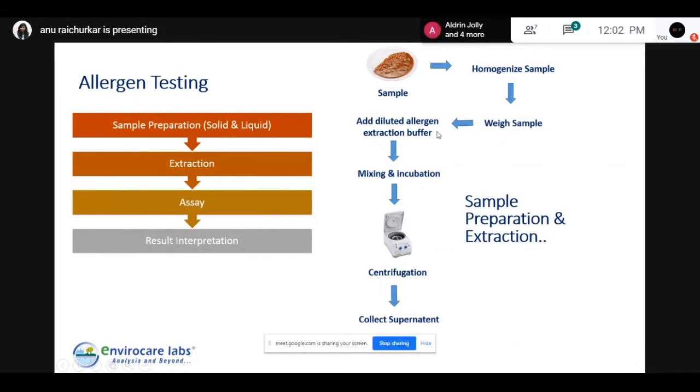A dilution buffer or extraction buffer is available. Typically it is a 10 fold or 15 fold concentrate, so this buffer needs to be diluted. Then the sample and the buffer need to be mixed properly, vortexed properly, and then incubated. After incubation, this sample is centrifuged in order to extract the protein into the supernatant, and we collect the supernatant.